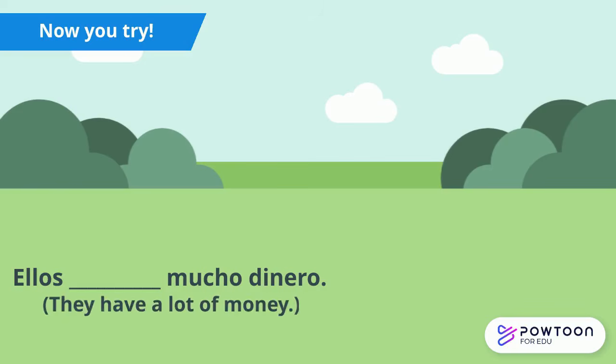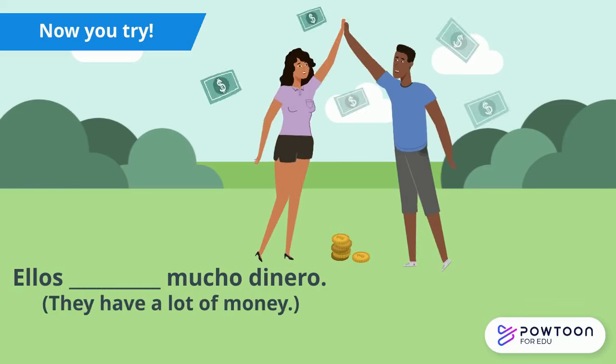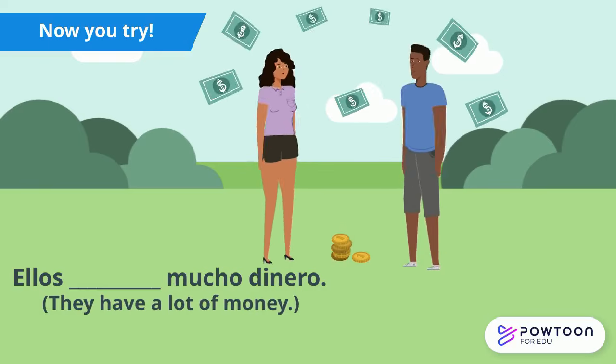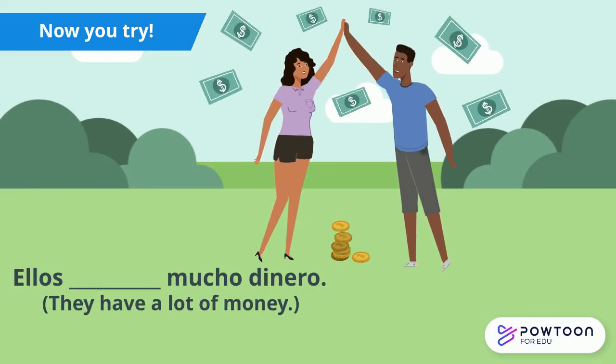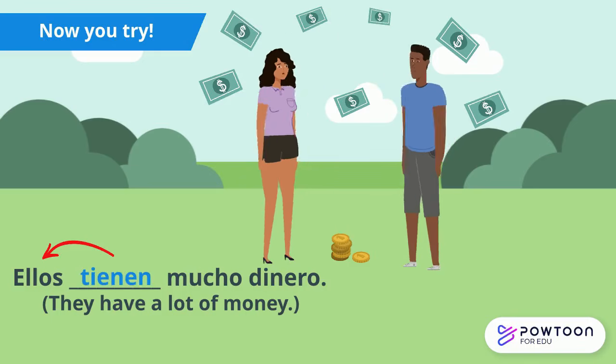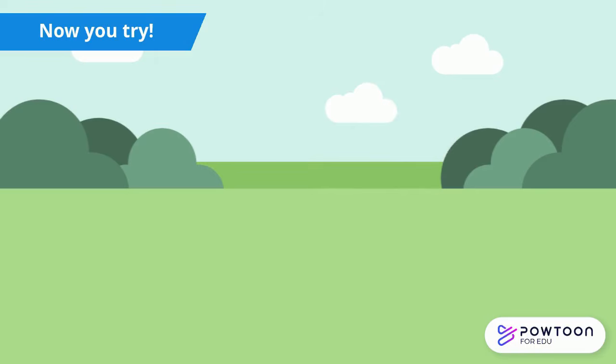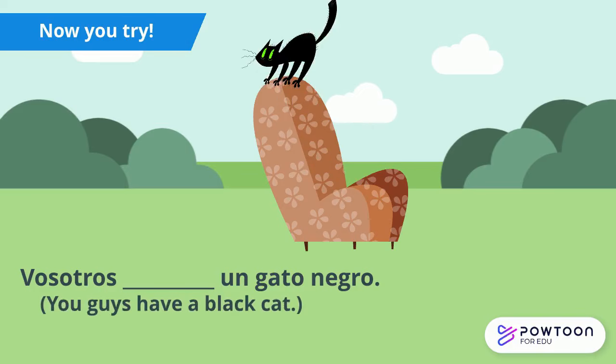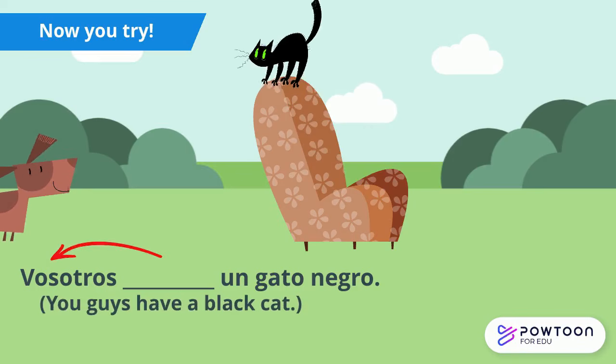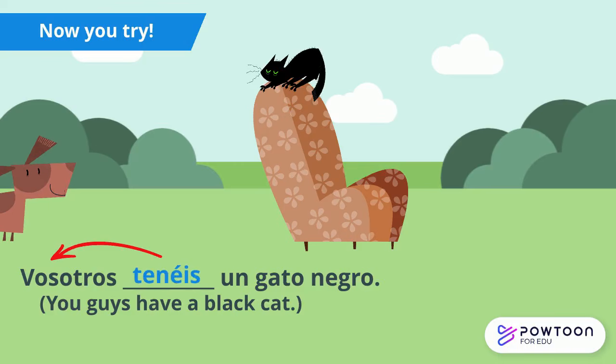They have a lot of money. Which form of the verb tener should we use to agree with the subject ellos? That's right, tienen. Ellos tienen. They have. You guys have a black cat. Which form of the verb tener should we use to match the subject vosotros? That's right, tenéis. Vosotros tenéis. You guys have.